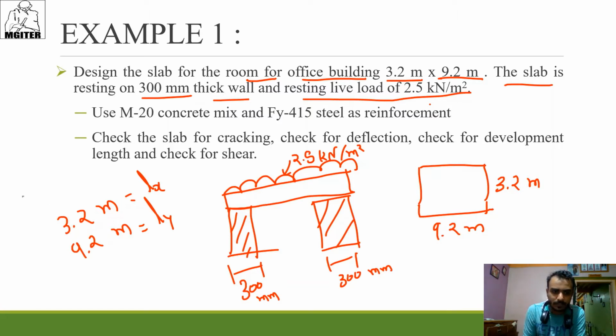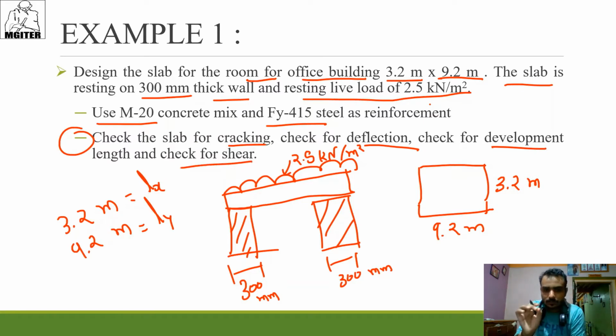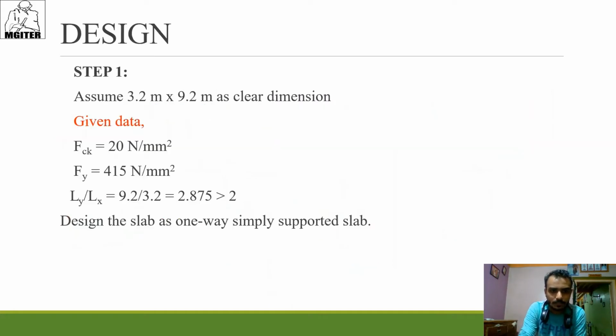This figure is completed. Then use M20 concrete mix and Fe415 steel as reinforcement. Check the slab for cracking, check for deflection, check for development length, and check for shear. These are the 4 types of checks we have to follow. So shall we start the example?